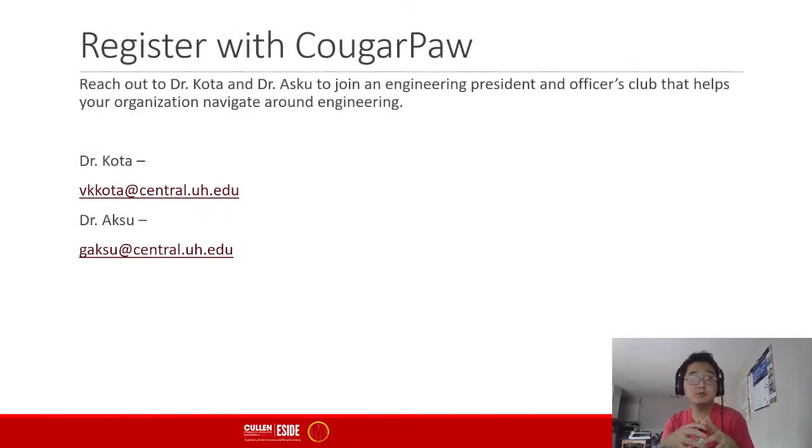If you want to join Cougarpaw and make sure that you're actually registered as an engineering organization, so that you're listed and it says, hey, my organization is an official engineering organization, we're still active and we're recruiting members today, so we can talk to freshmen, you can reach out to Dr. Koda or Dr. Aksu to join Cougarpaw, which is an engineering president and officers club, which helps your organization navigate all the intricacies of starting an organization and maintaining an organization around engineering. Dr. Koda and Dr. Aksu's emails are available here.